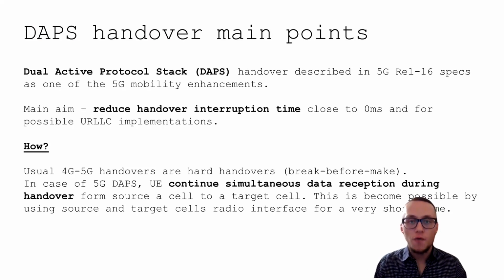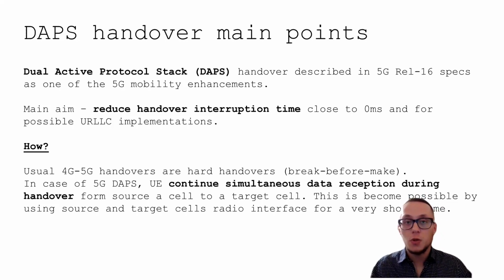So, as a part of Release 16 Mobility Enhancement for 5G NR, Dual Active Protocol Stack Handover was introduced. And the major aim of that handover is to try to reduce handover interruption time close to zero for certain possible cases. So, how is it supposed to be done?